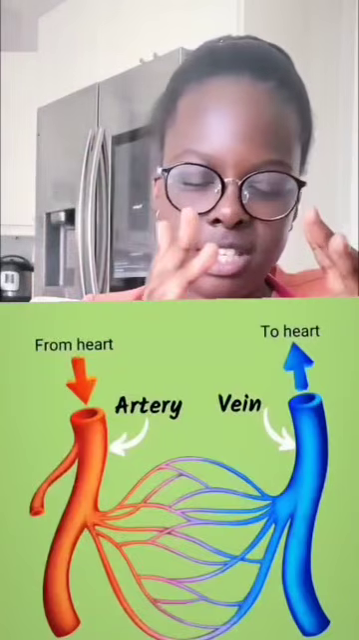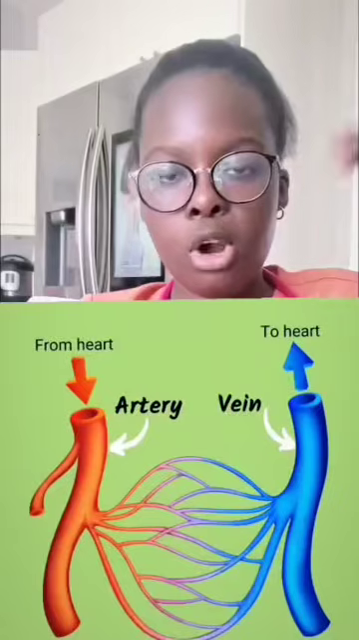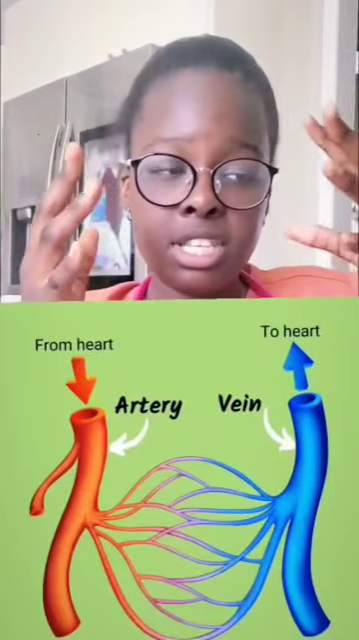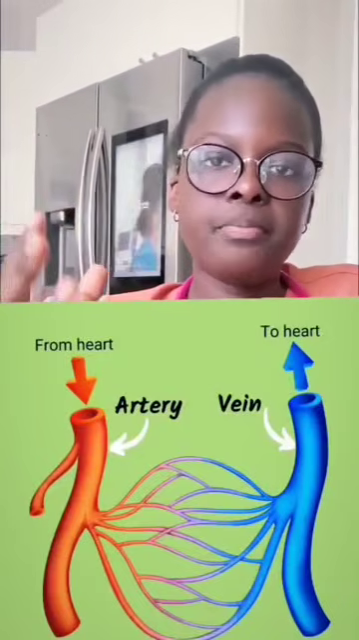And then the third one is capillaries. Capillaries are very, very tiny vessels that are between the arteries and the veins. The capillaries are just a place where they exchange good blood and bad blood.